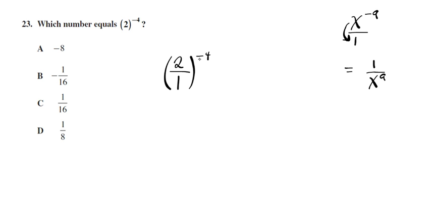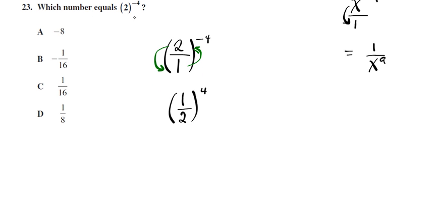So this negative 4. Let me do it differently. Let me do the minus first. This minus basically means you flip, right? So the top goes to the bottom. This 2 goes to the bottom, and this 1 goes to the top. So you're going to have 1 over 2 raised to the 4th power. What just happened? The minus became a positive because I reciprocated this fraction. Remember, if you don't have anything under, just put a 1 there so you can have something to flip, or else you're going to have some trouble.